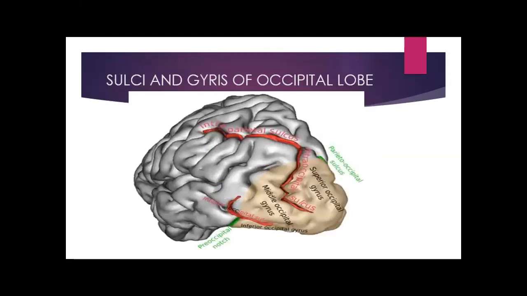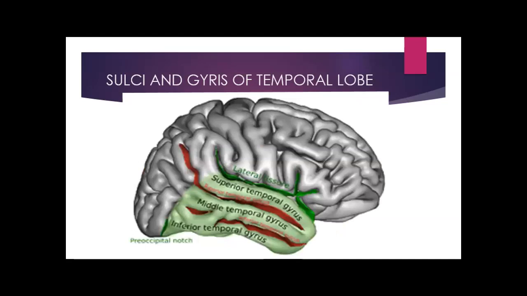These are the sulci and gyri of occipital lobe. We have the intra-occipital sulcus, the inferior occipital sulcus, and the superior occipital gyrus, middle occipital gyrus, and inferior occipital gyrus. Finally, we have the sulci and gyri of temporal lobe. We have the superior temporal sulcus and the inferior temporal sulcus, and superior temporal gyrus, middle temporal gyrus, and inferior temporal gyrus.